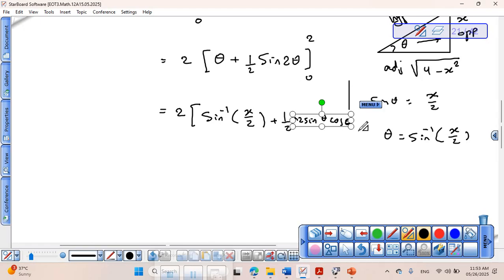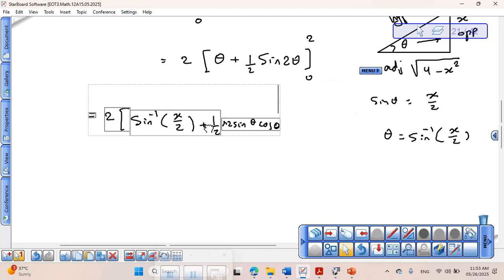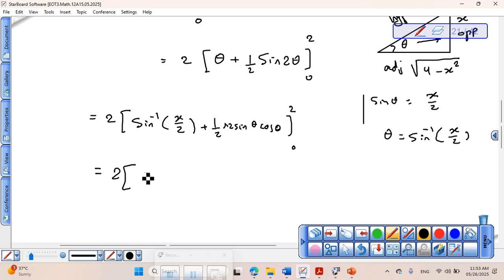From 0 to 2, this equals 2 inverse sine x over 2 plus 2 times half times 1. Together, sine theta is x over 2, and cosine theta is adjacent over hypotenuse, radical 4 minus x squared over 2. That's it, from 0 to 2.